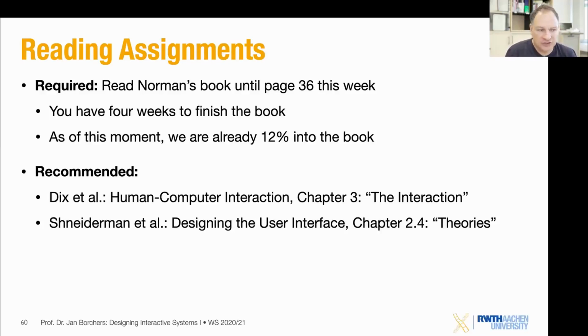We also have these recommended readings here, the Dix book that I already mentioned. You earlier on had a recommended reading on that for the human, and here's a recommended reading on the interaction. These are 2 chapters from the Alan Dix book that are really useful to get a slightly different view on these things and get a better understanding of HCI. Also, Schneiderman has a wonderful chapter 2.4 on theories that will help you to understand some of the things we've talked about here even better. Okay, the Norman book you need to buy, obviously. The reading assignments you can find on L2P, the other recommended reading assignments.